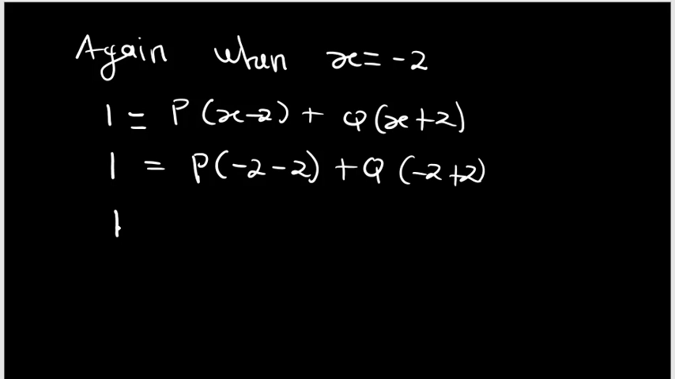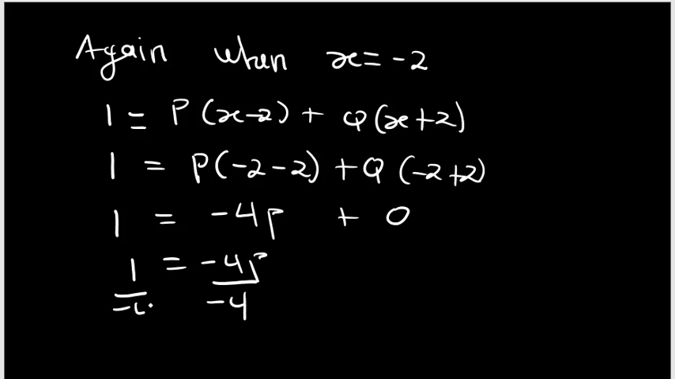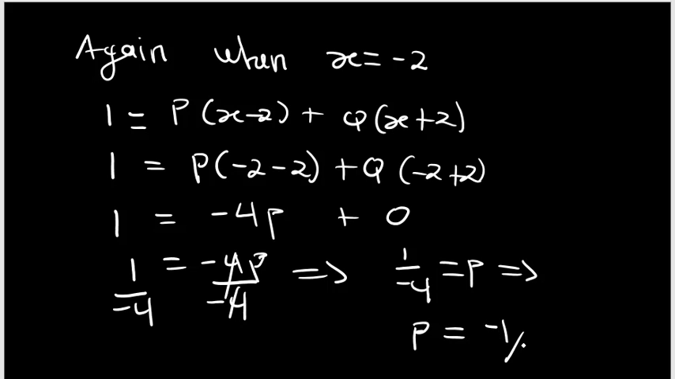So this will give us 1 being equal to, this side is going to give us -4p, and this side is going to give us 0. We are solving for p. So at this point, we have 1 being equal to -4p. Let's divide both sides by the coefficient of p, that is -4. Okay, so we are going to have 1 over -4, and that is equal to p, and this is the same as p being equal to -1 over 4.